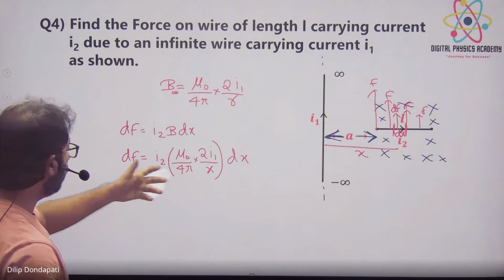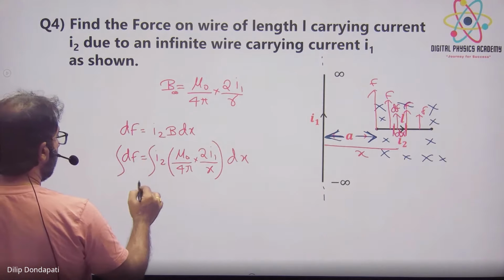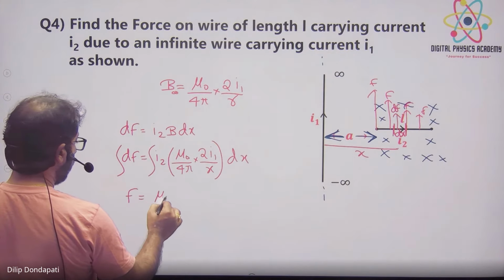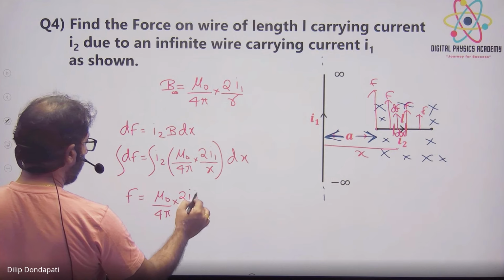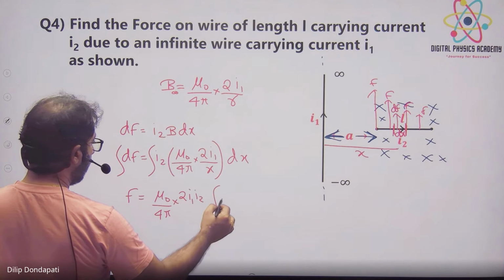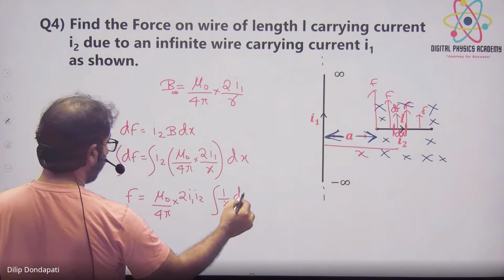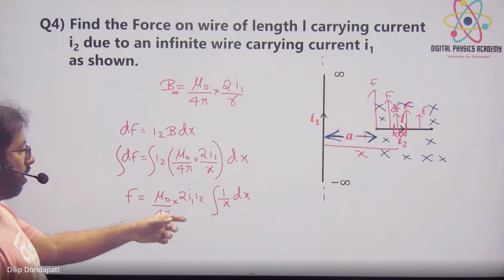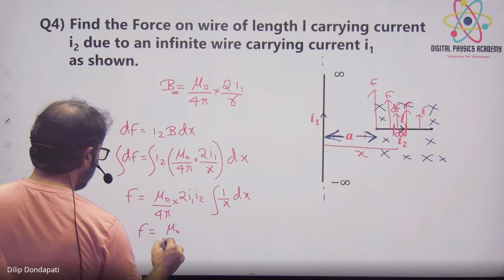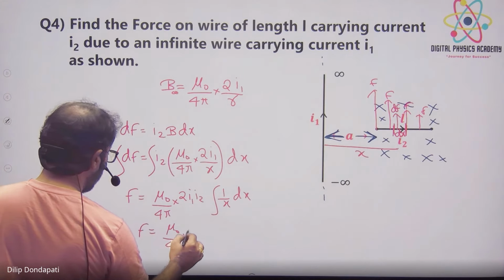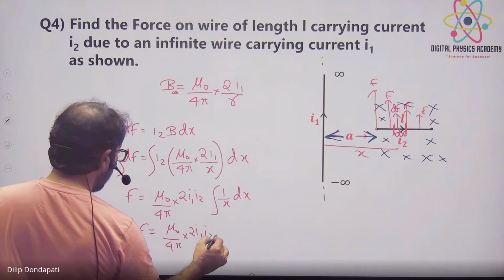Okay, now the total force, we integrate. So F is equal to mu naught by 4 pi into 2 I1 I2 integral of 1 by x dx. The integration of 1 by x is log x. So F is equal to mu naught by 4 pi into 2 I1 I2 log x.